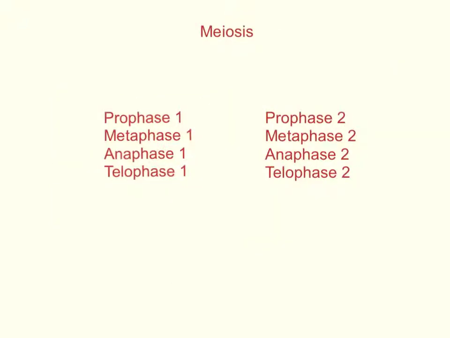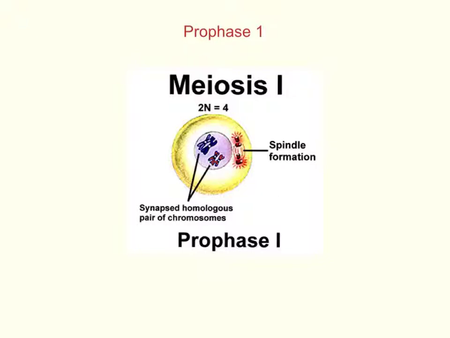While mitosis results in identical cells, meiosis results in sex cells. These cells only have half the amount of chromosomes that a normal cell has. Meiosis begins with prophase 1. The DNA condenses and the chromosomes become visible.